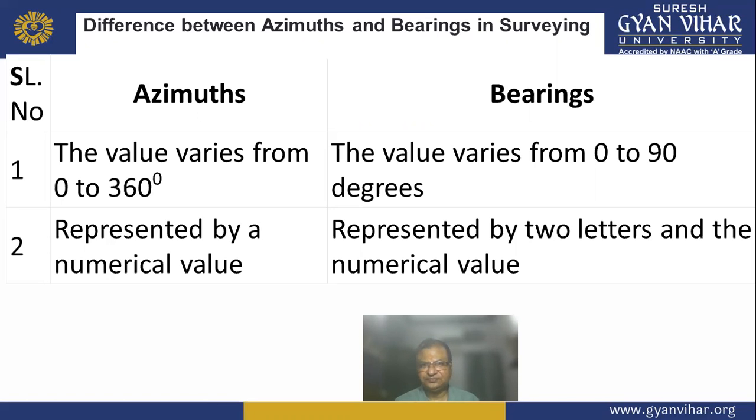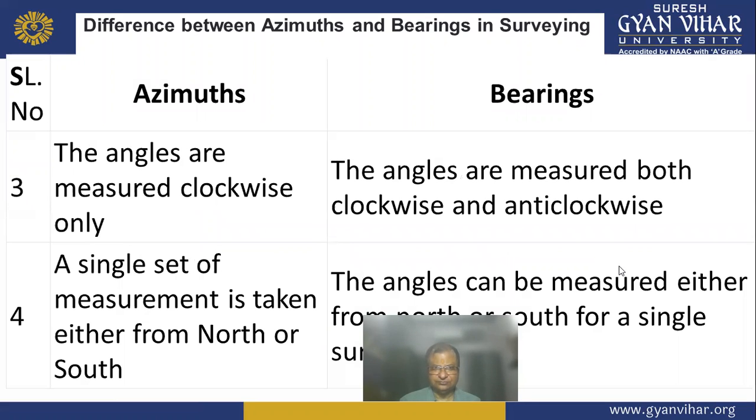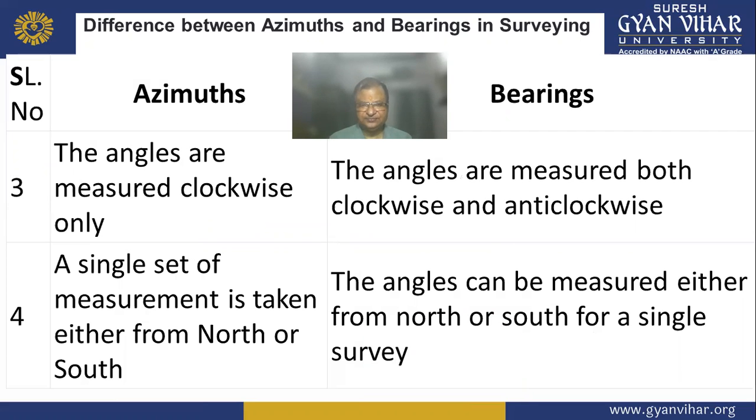Bearing. Azimuth is represented by a numerical value, and bearing is represented by two letters and a numerical value. In azimuth, the angles are measured clockwise only. In bearing, the angles are measured both clockwise and anti-clockwise.